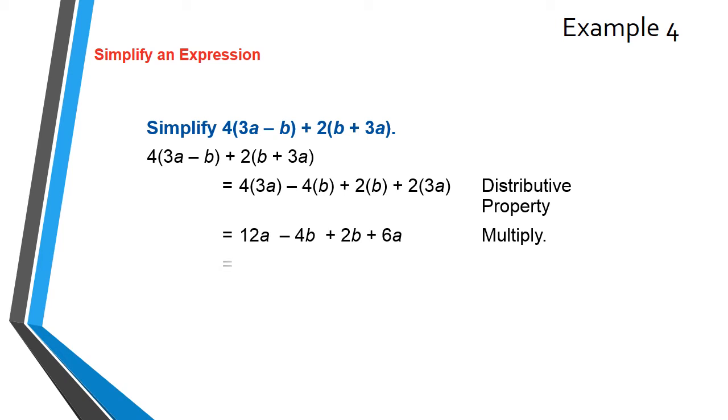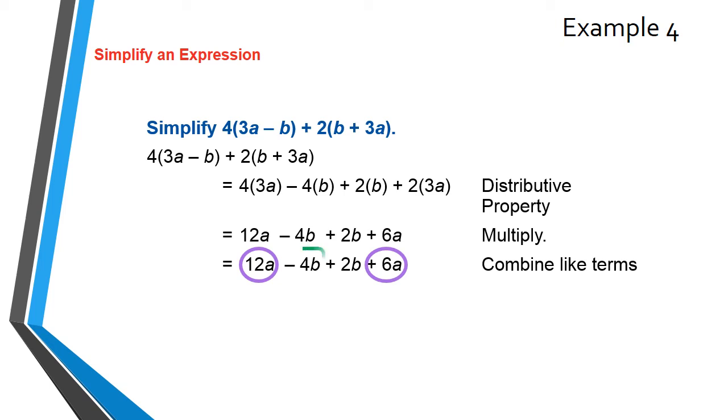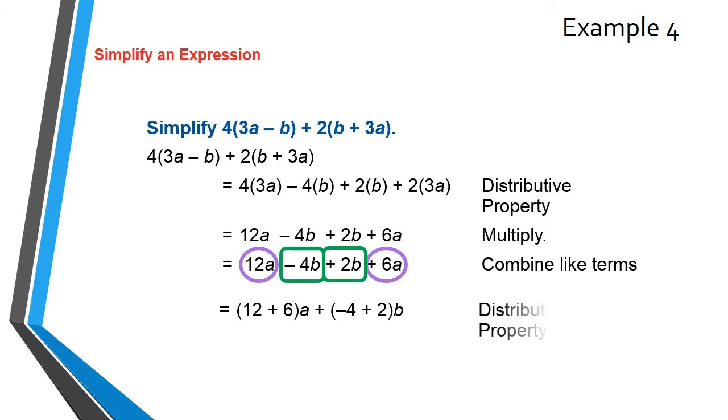The next step is I want to combine like terms. So what terms can I put together? Very good. I can combine 12a and 6a because they both have the a variable in common. What else can I combine? Awesome sauce. I can combine negative 4b and 2b because they both have a b in common. So this leaves me with 12 plus 6 and then negative 4 plus 2. So my final answer is 18a minus 2b.